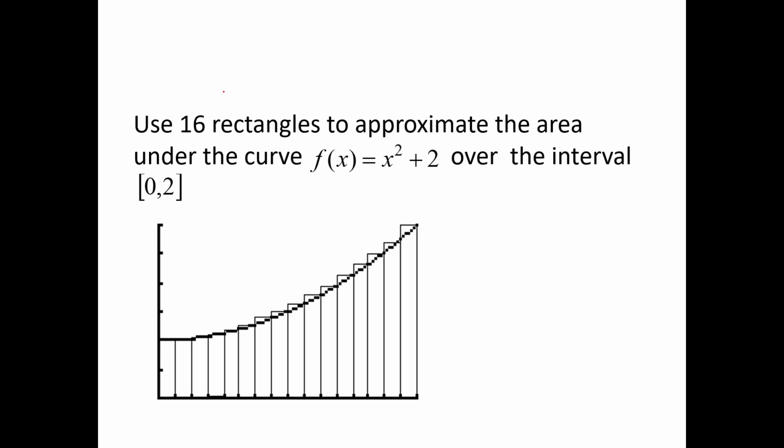Okay, so use 16 rectangles to approximate the area under the curve of f of x equals x squared over the interval from 0 to 2. Now, that's a lot of rectangles. So what I'm going to do is use summation notation to help me out, and the summation capabilities of my calculator. But again, we begin by figuring out how wide each rectangle is going to be. Delta x is going to be 2 minus 0 divided by 16, which is 1/8.